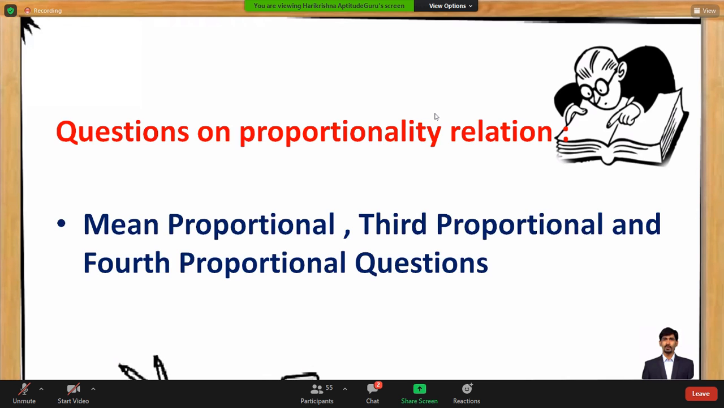So questions which are related to proportionality relation. That means mean proportion and fourth proportional questions. How can we tackle those questions? We'll try to understand.